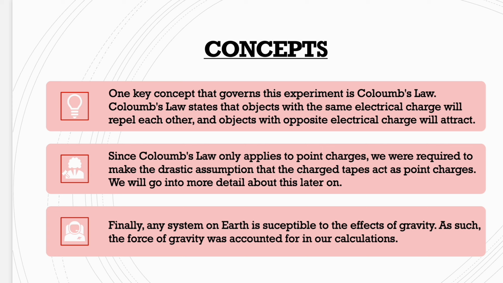So some key concepts we have here are that one is Coulomb's law. Coulomb's law states that objects with the same electrical charge will repel each other and objects with the opposite electrical charge will attract. Since Coulomb's law only applies to point charges, we were required to make the drastic assumption that the charged tapes act as point charges. We will go more into detail about this later on. Finally, any system on Earth is susceptible to the effects of gravity. As such, the force of gravity was accounted for in our calculations.